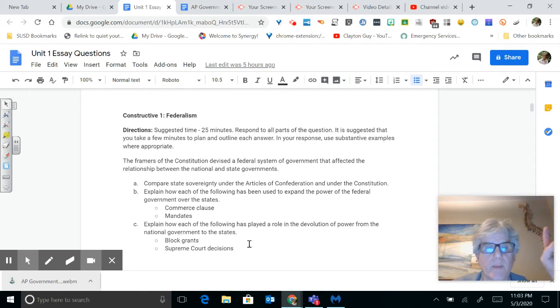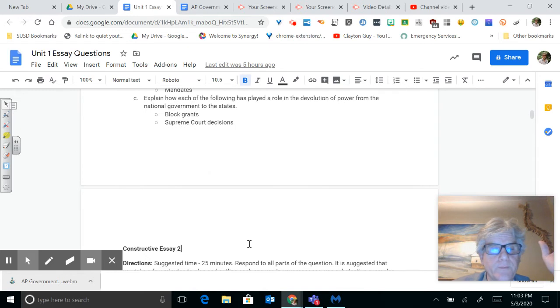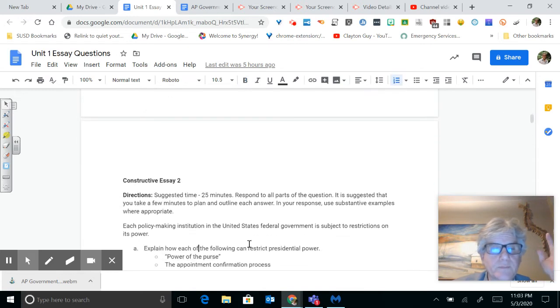Remember, the question says to explain how each of the following has played a role in the devolution of power: block grants and Supreme Court decisions. You only have to give one example for each. I've given you two for Supreme Court decisions, and block grants, giving you those. Constructed response essay number 2.